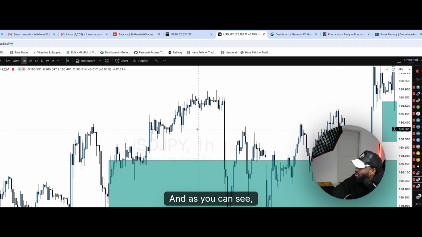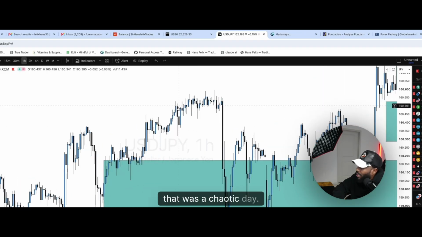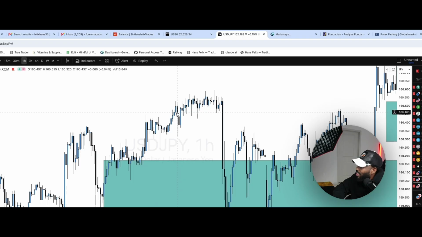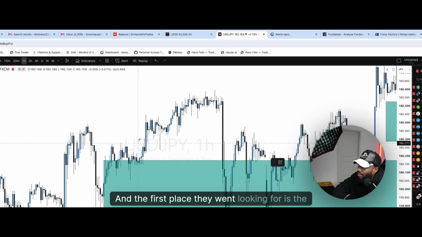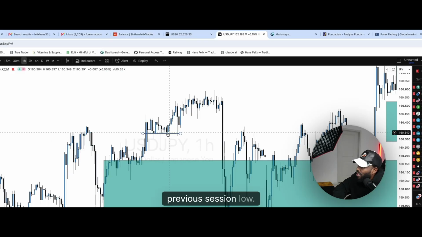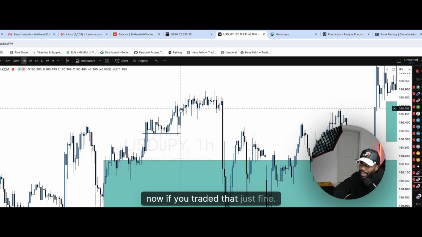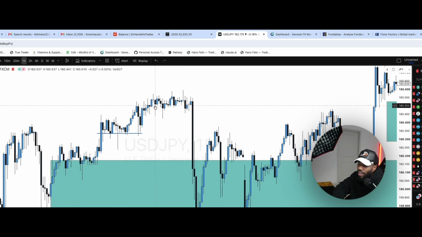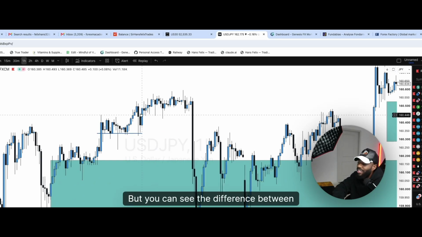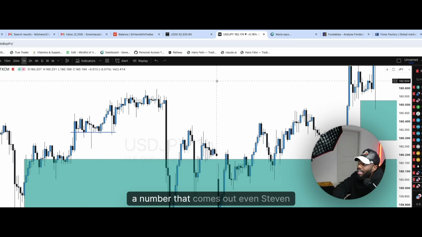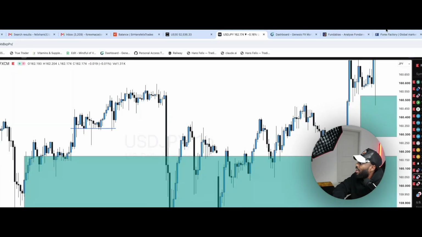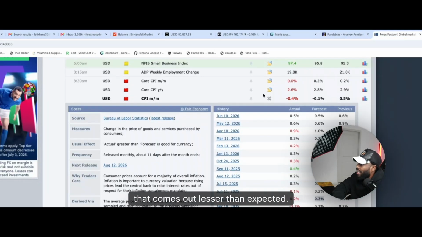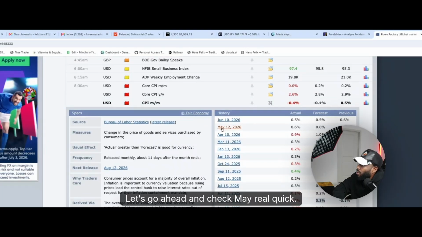And as you can see, that was a chaotic day. Like it was a disaster. It went up and it went down. It was choppy. And the first place they went looking for is the previous session low. And they was up and out of there. All right. Now, if you traded that just fine, cool. But you can see the difference between a number that comes out even Steven versus a number that comes out lesser than expected. Let's go ahead and check May real quick.